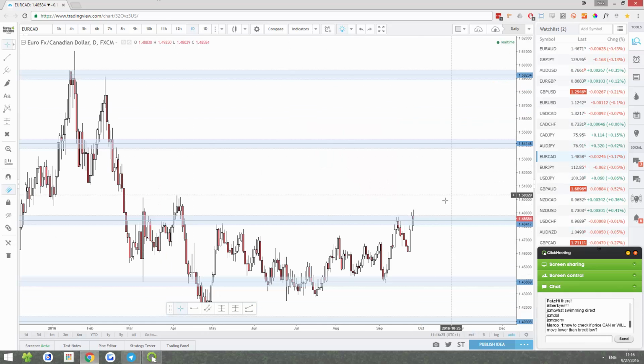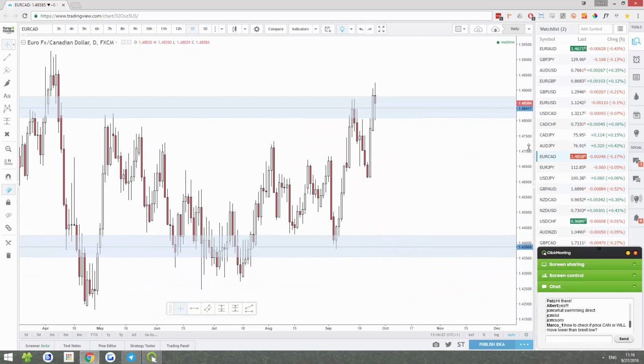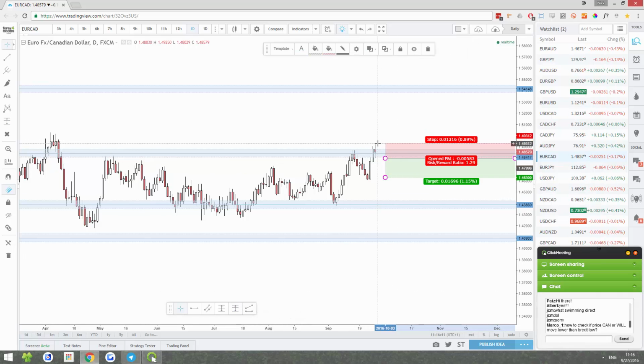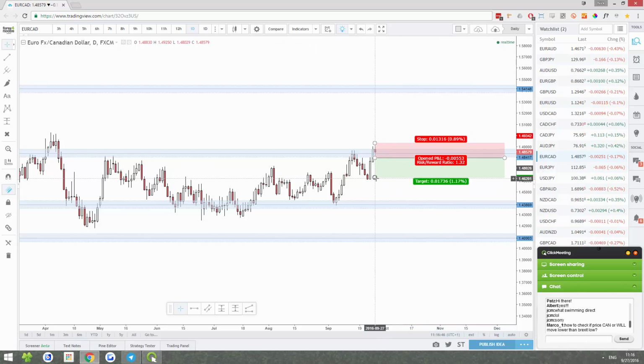Euro CAD, so very similar to USD CAD. Probably not going to get a good risk to reward ratio, but this one looks like it might have more potential. 1.32 by the time it reaches there. Maybe even 1.5.